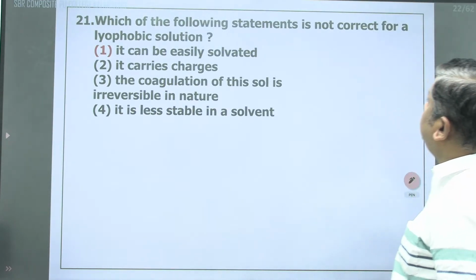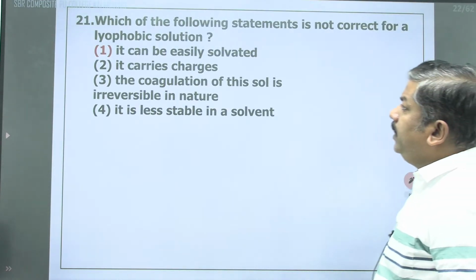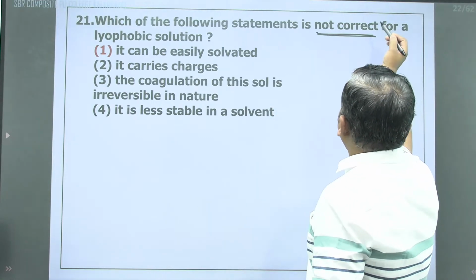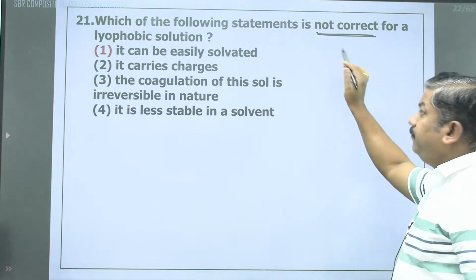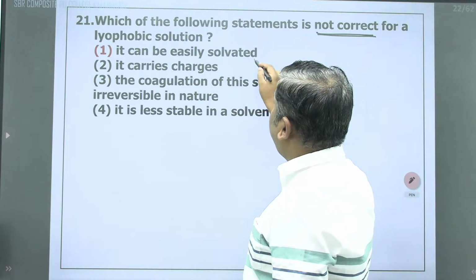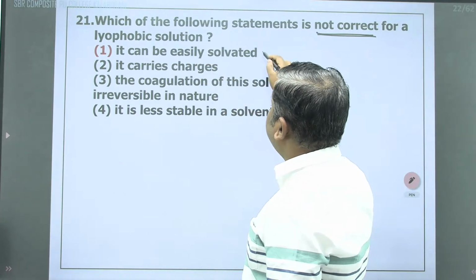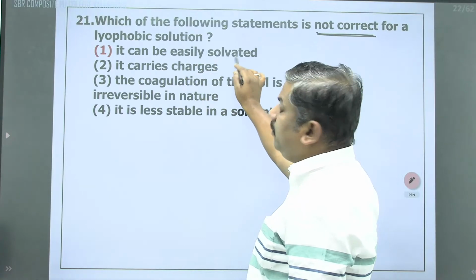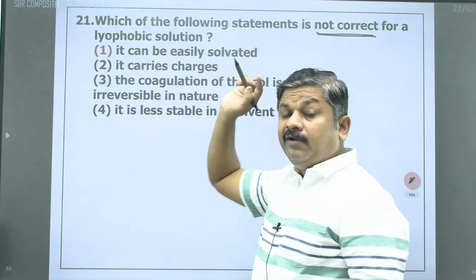Which of the following statement is not correct for lyophobic solution? Students, you have to observe carefully about the question. Not correct is asked here. It can be easily solvated. Lyophobic colloid cannot be solvated easily. This statement is not applicable for lyophobic; it is actually applicable for lyophilic colloid.